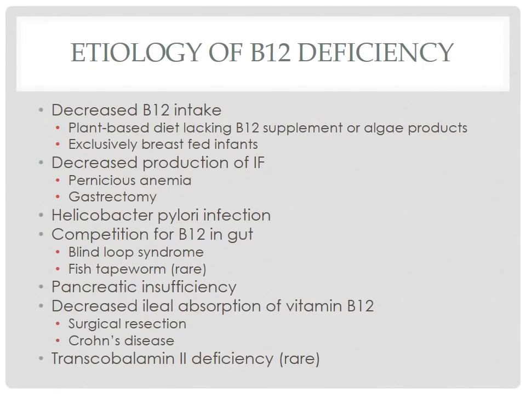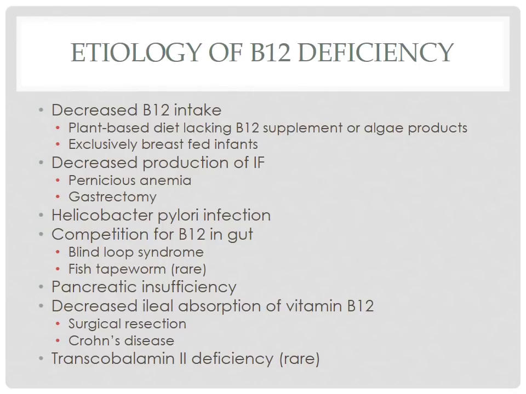So to review some of the causes of B12 deficiency, there can be decreased intake of B12. This would be a plant-based diet that's lacking supplements with either B12 or allergy products. Allergy has a high amount of B12. You can also see B12 deficiency in infants that are breastfed exclusively. Another reason you could see B12 deficiency is there is a decrease in the production of the intrinsic factor. This is known mostly as pernicious anemia and is autoimmune.